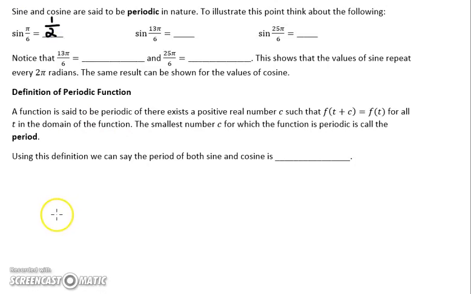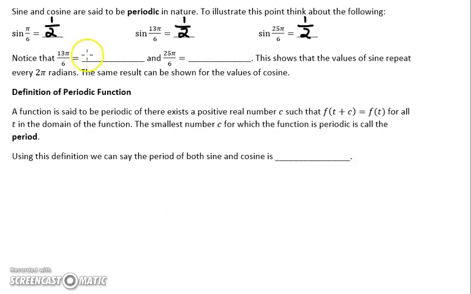Now if we think about 13 pi over 6, that's really going all the way around the unit circle one time, and then another pi over 6. So really we're just going to end up at the same spot as we did here. So that's also going to be 1/2. 25 pi over 6 means we're going around the unit circle 2 full times and then another pi over 6, which means we're ending up where we did here again. So the sine of pi over 6, 13 pi over 6, and 25 pi over 6 is really just 1/2. It's the same thing each time.